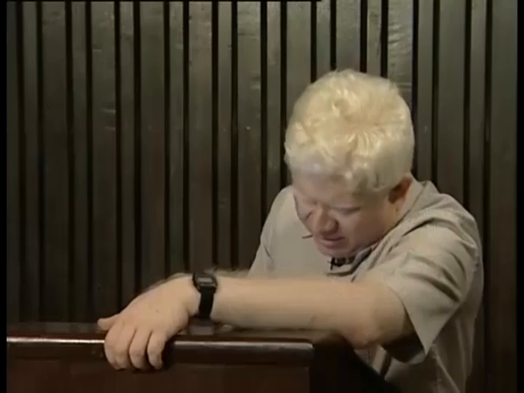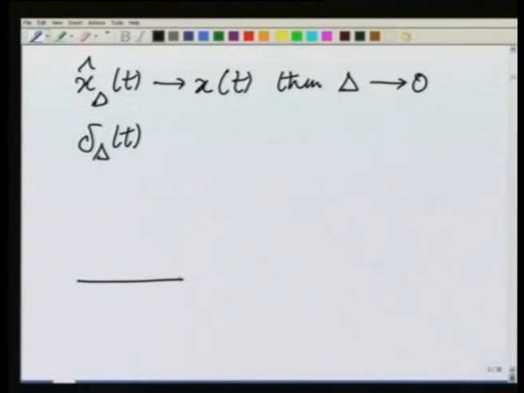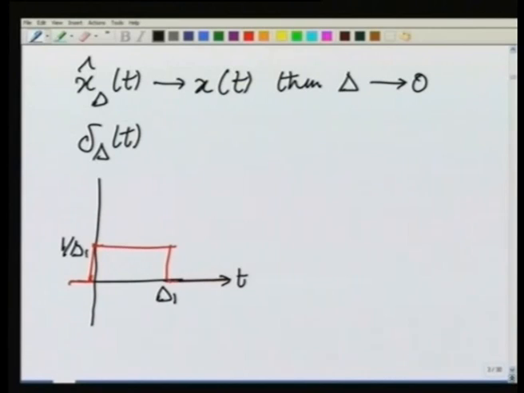Thus, for example, if we make a few versions of delta delta of t for varying values of delta, we would get a diagram like this. For large delta, we would get something like this, and we would say that this is, let us say, delta 1. If this is delta 1, then this is 1 by delta 1, and we have this diagram. So, this is one choice of delta, in which case this function that we have just drawn will be what you can call delta delta 1 of t.